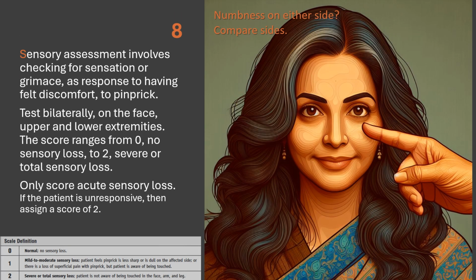Sensory assessment involves checking for sensation, or grimace as a response to having felt discomfort to pinprick. Test bilaterally on the face, upper and lower extremities. The score ranges from 0, no sensory loss, to 2, severe or total sensory loss. Only score acute sensory loss. If the patient is unresponsive, then assign a score of 2.